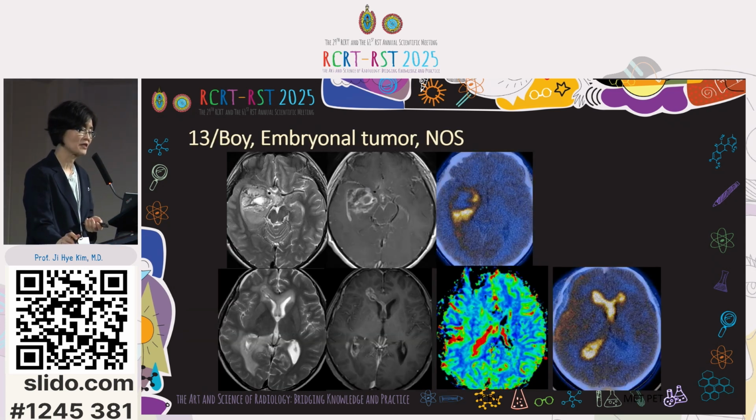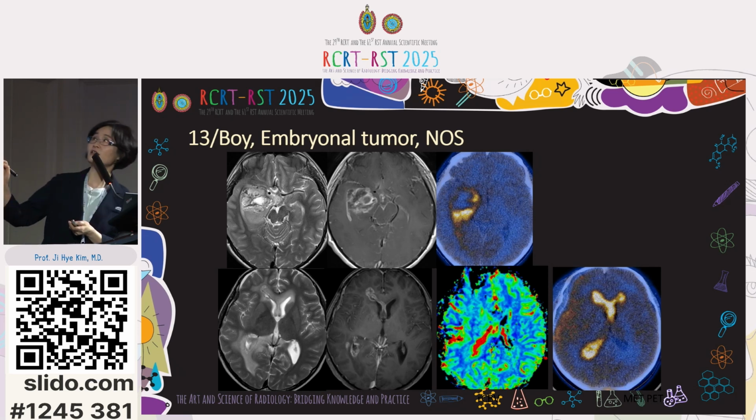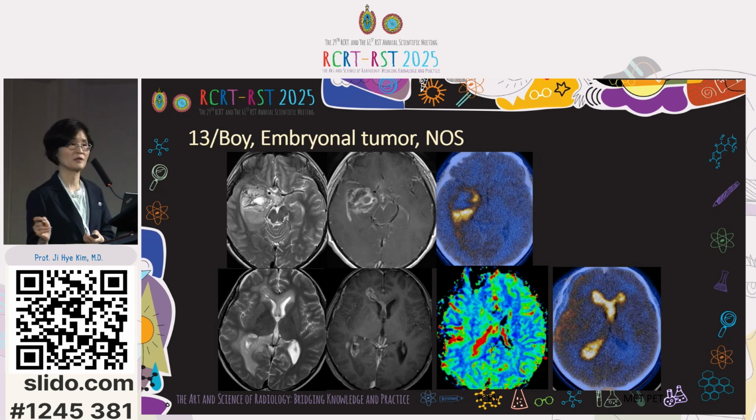This is a representative case. Embryonal tumor occurred in the right temporal lobe with increased T2 and enhancement and increased methionine uptake. In addition, we can see the tumor spread through the ependymal lining into the parenchyma with enhancement. The perfusion image shows a slightly increased perfusion that is similar to the cortical gray and apparently increased methionine uptake. This is a tumor.